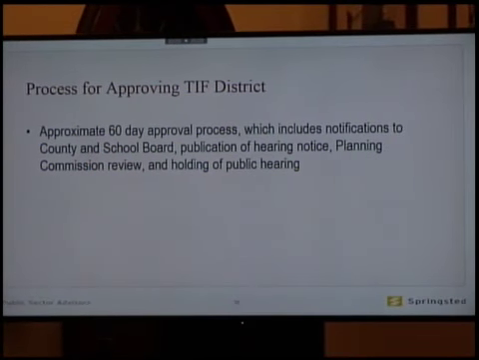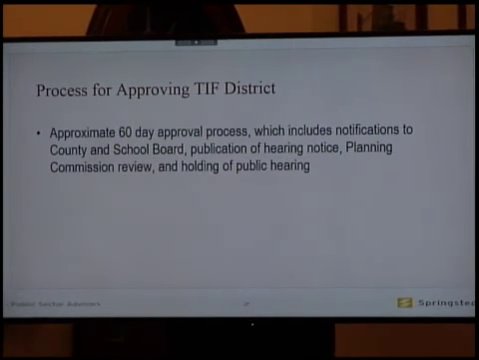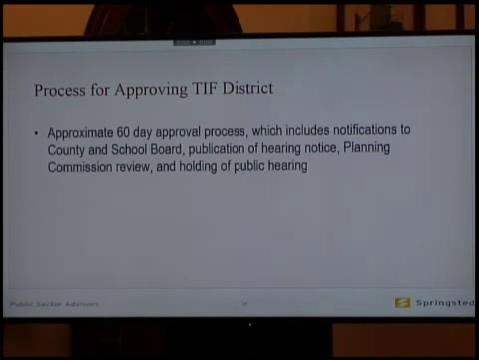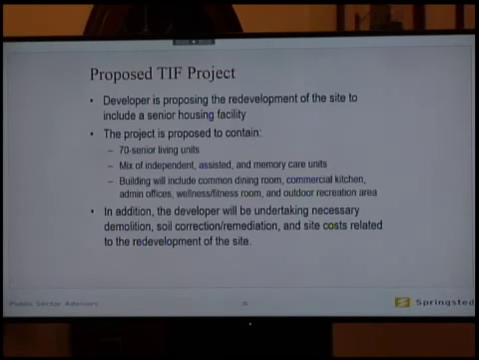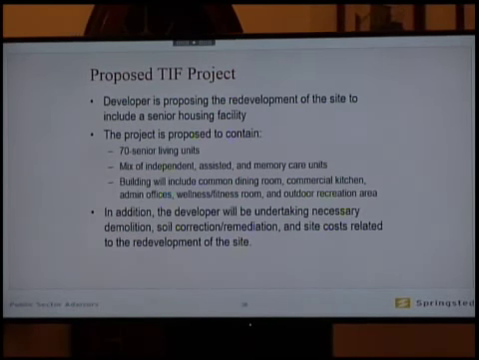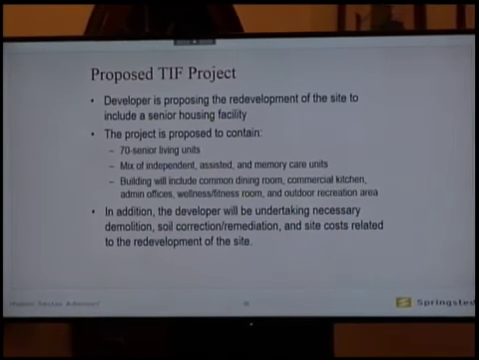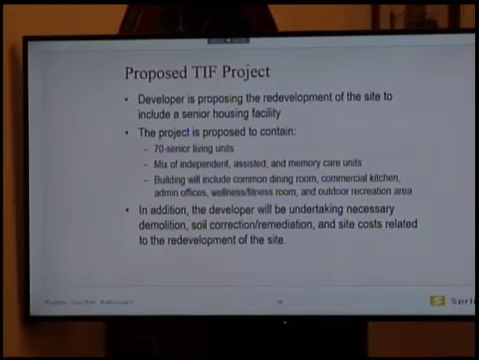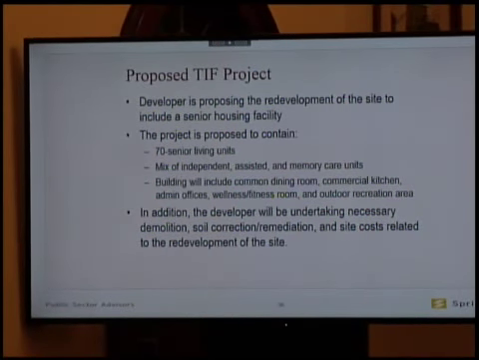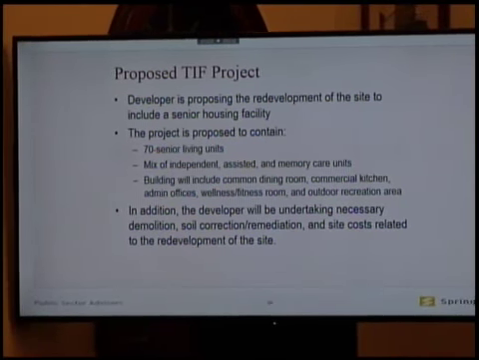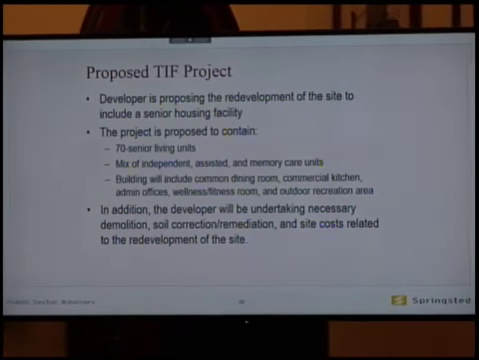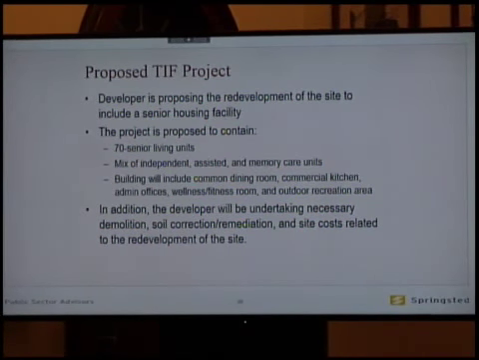The process is about 60 days. It includes notification to the county and school district and includes sending them a tax increment financing plan, asking for their comments that would be included in the public hearing, publication of the hearing notice, review by planning commission, and this hearing. I'm 1 slide ahead of myself there.